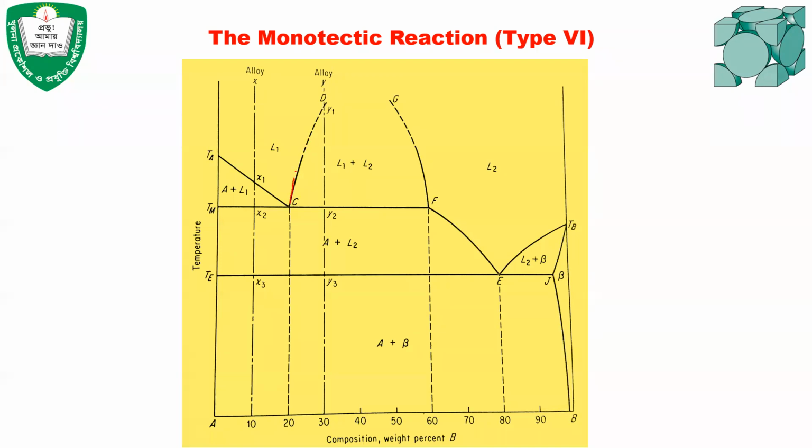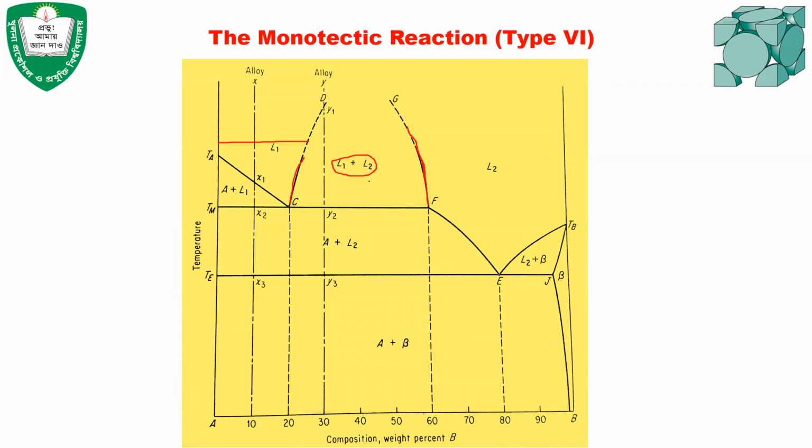In the liquid state, these two lines, CD and FG, indicate the solubility of liquid 1 and liquid 2. With the temperature, if the temperature increases, the solubility of B in liquid 1 increases. And in the case of liquid 2, the solubility of A in liquid 2 increases following this line. In the region between these two lines, CD and FG, liquid 1 and liquid 2 will stay separately.